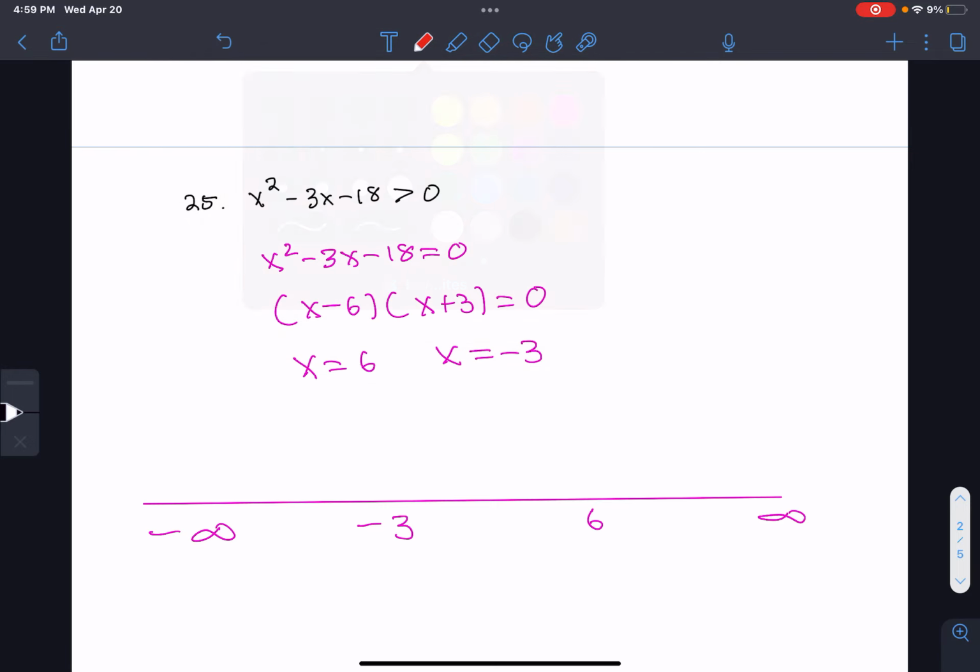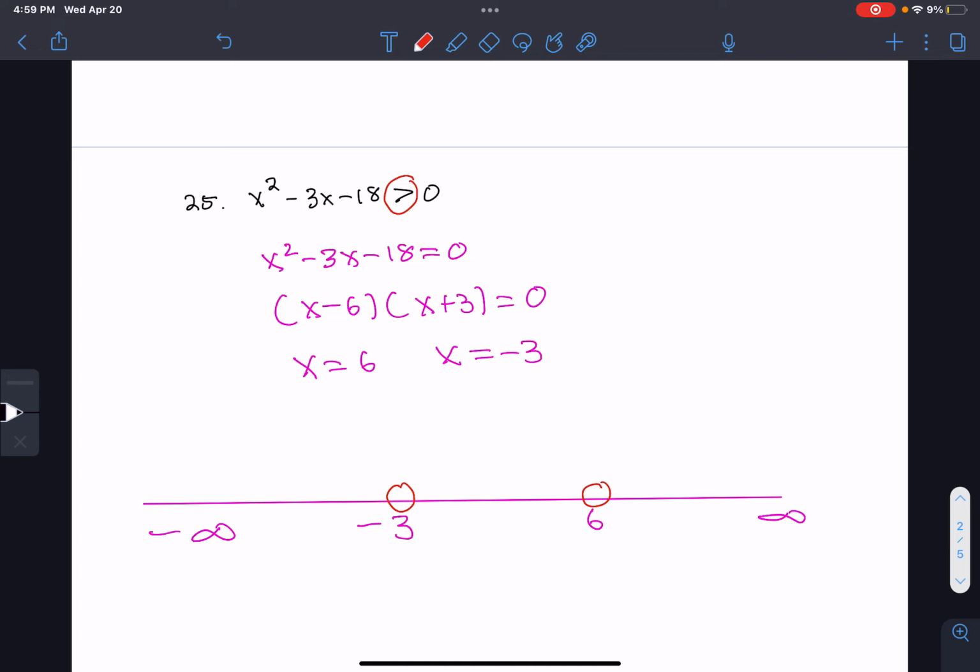One thing I want us to pay attention to is this problem says we want to find out where this function on the left is greater than 0. So I'm going to go ahead and put an open dot at negative 3 and 6, because remember, negative 3 and 6, when I substitute these numbers into the function, these are the values that are going to give me 0. 0 is not greater than 0, so I know not to include them.